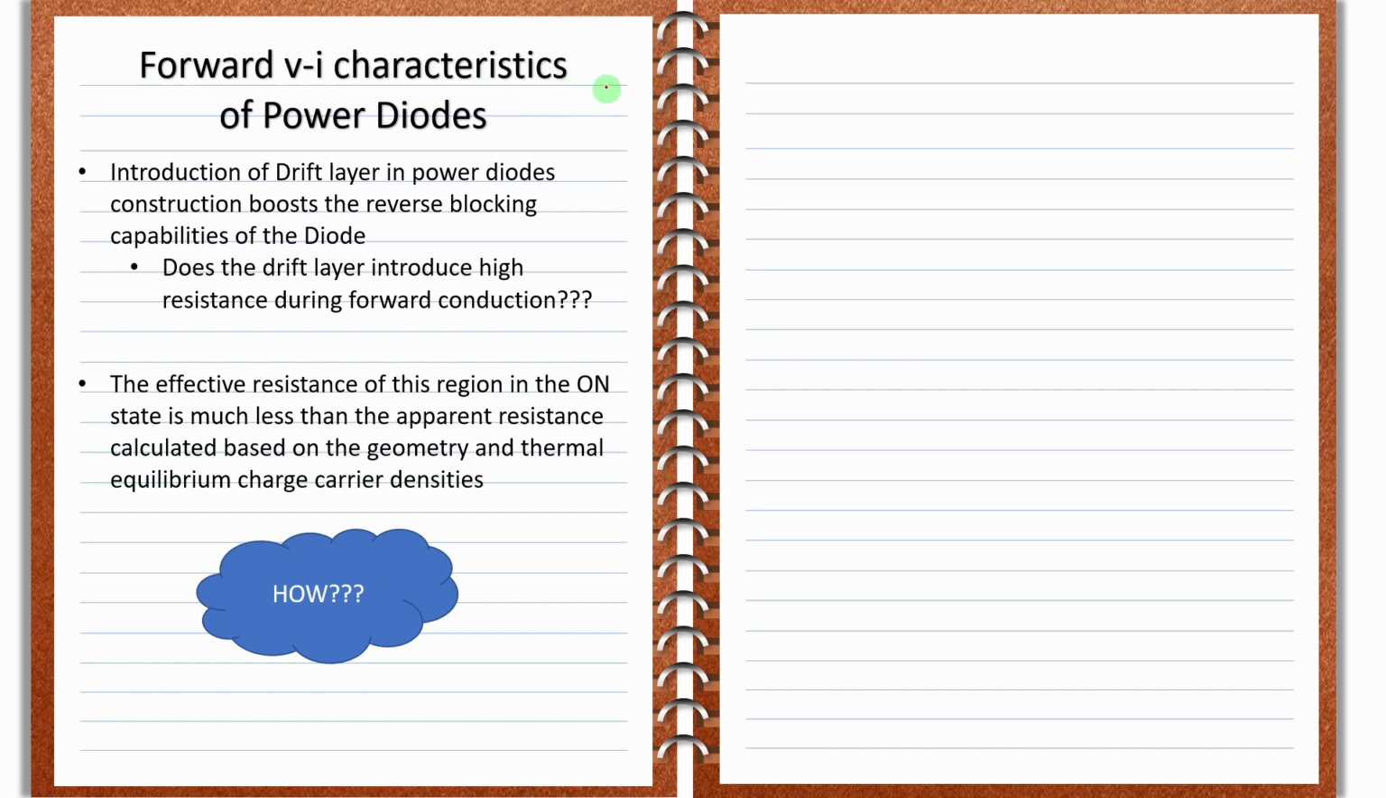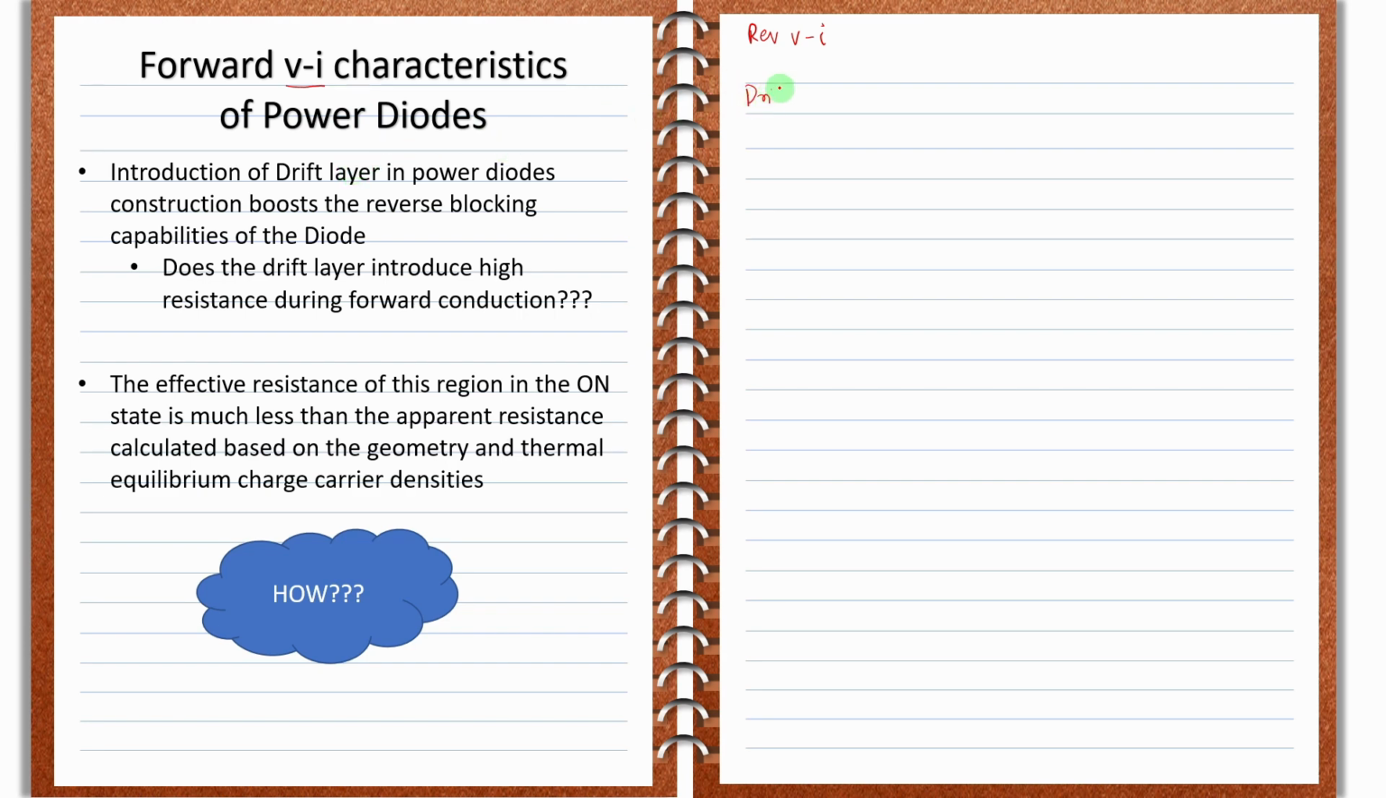So in the previous videos, we have seen the reverse voltage current characteristics of power diodes, right? From today, we will be starting a session on the forward voltage current characteristics of power diodes. Now, before starting with the characteristics, there are some very important concepts that you have to understand in this particular video. Now, let us start with a revisit on what the drift layer was.